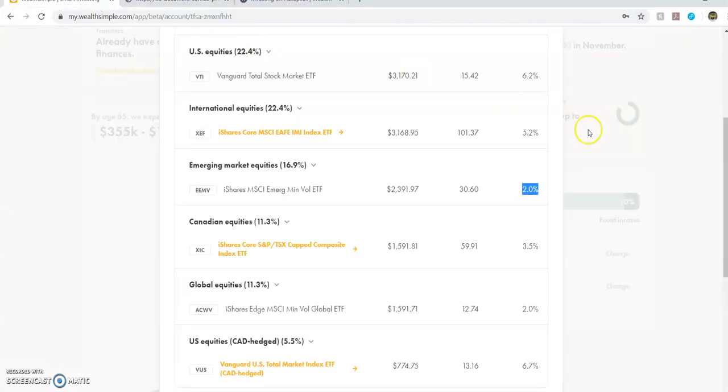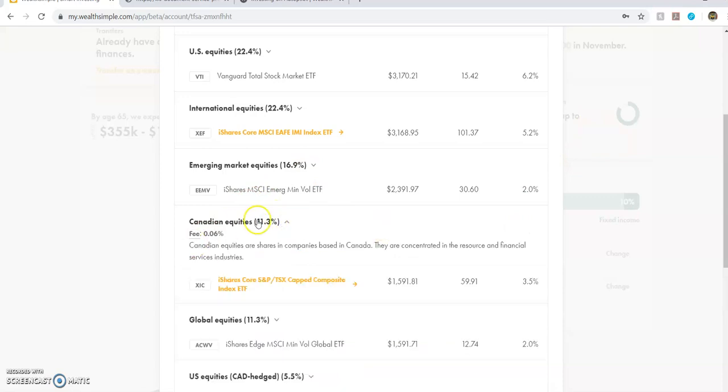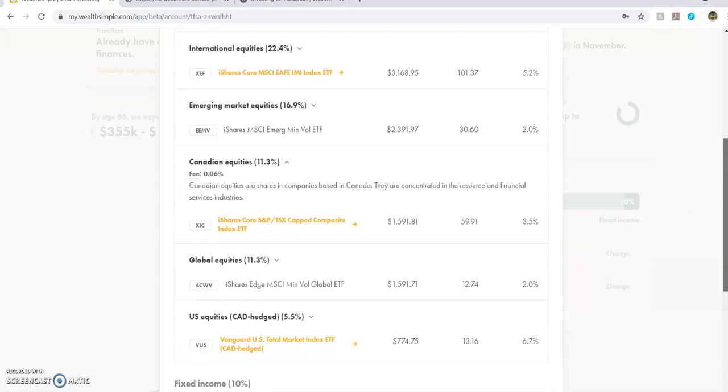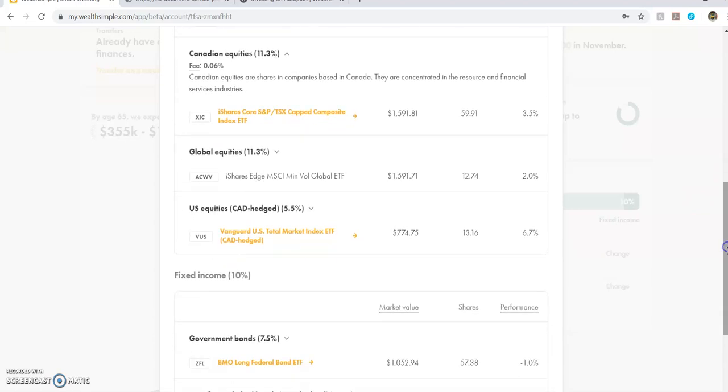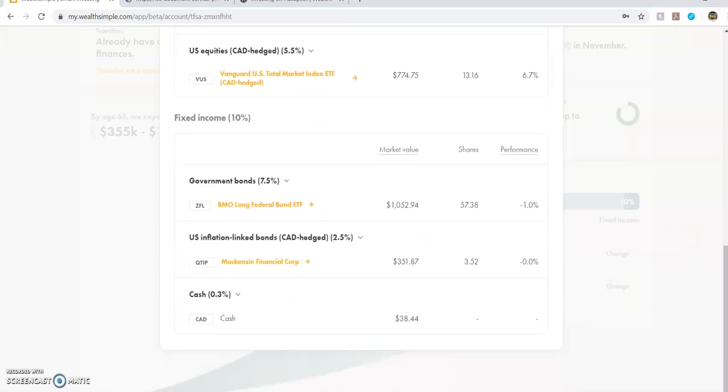My apologies, I think the page is not working, but if you click on this, yes, you can see it's very low fee, and it covers the Canadian equities and companies that are based in Canada. Moving on, you could see the performance, 3.5%. Global equities, another interesting one, ACWV with 2% interest, overall performance so far. And lastly, you have your US equities, which is Canadian hedged, VUS, and has had a performance of 6.7%.